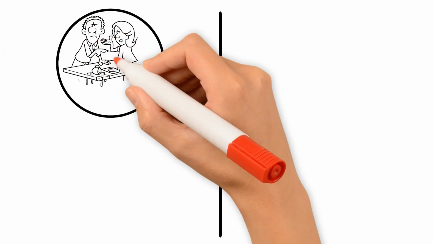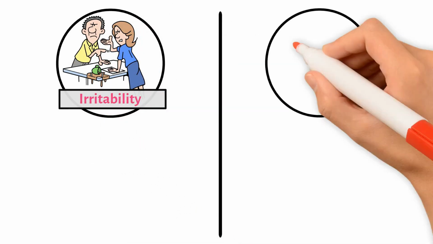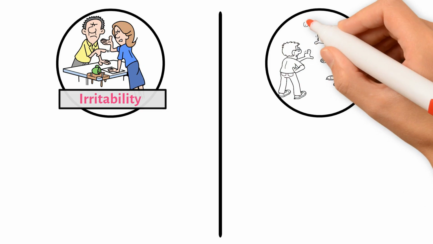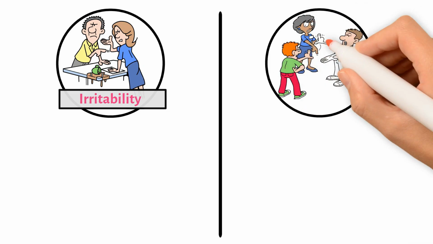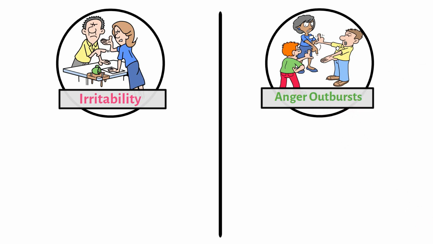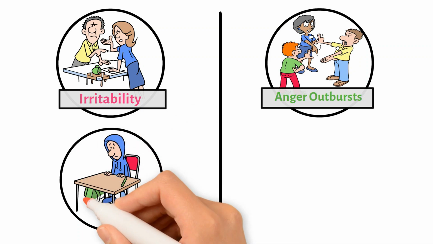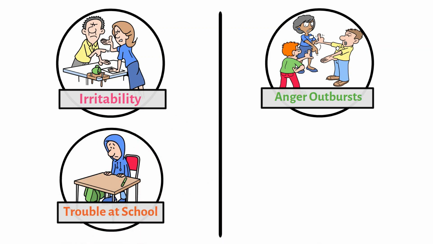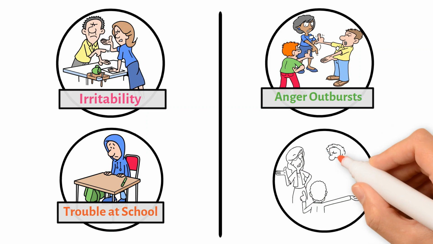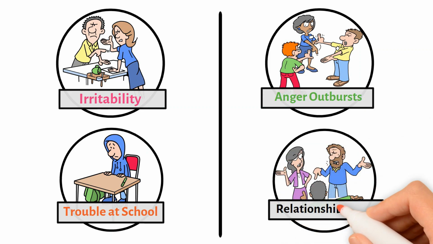Even in everyday situations, these children often remain irritable and easily annoyed. Next, anger outbursts. Getting angry is common, but children with DMDD get angry more often, loudly, and for longer durations. Next, trouble at school. Their behavior prevents them from adjusting at school, affecting their studies. Next, relationship issues. At home, too, their extreme mood swings affect relationships with family members.